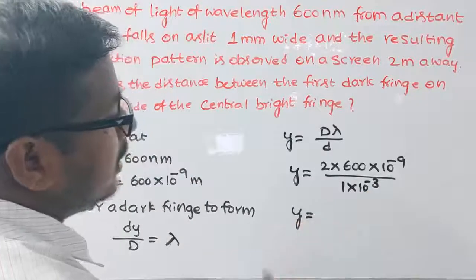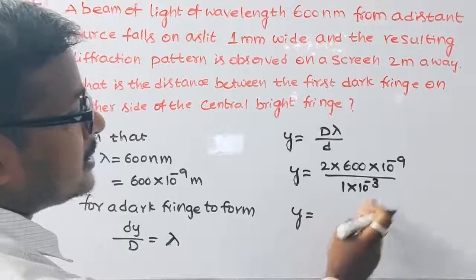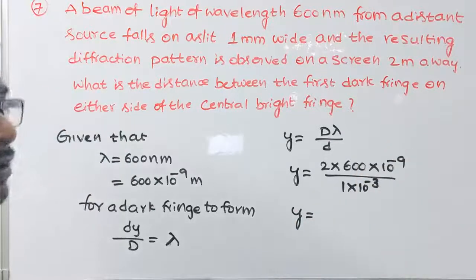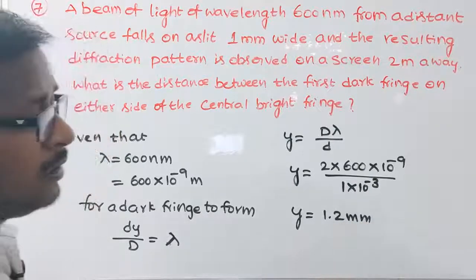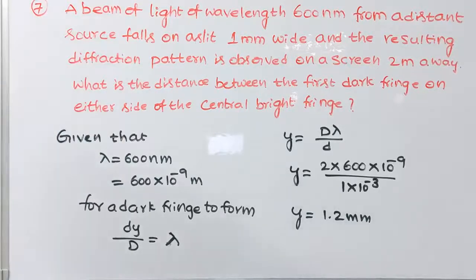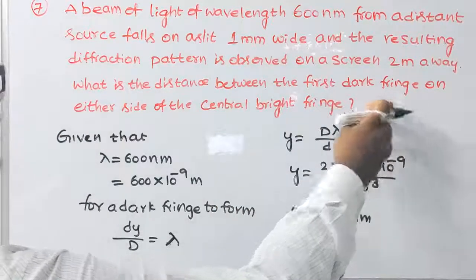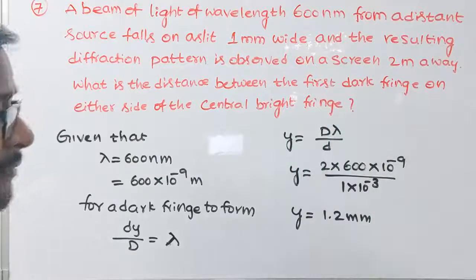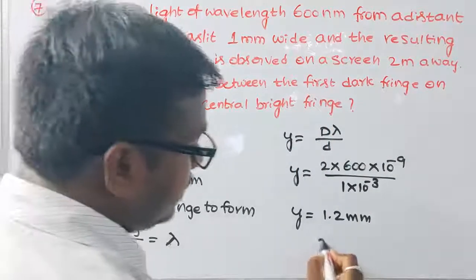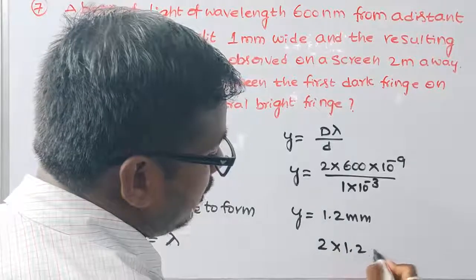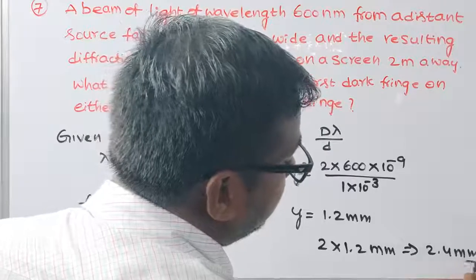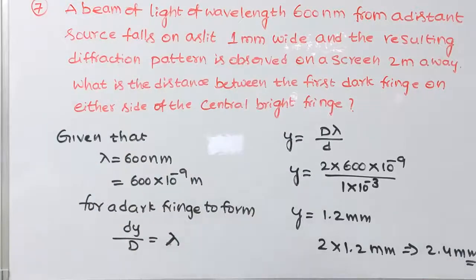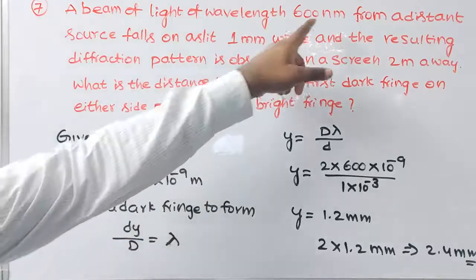Then y is equal to, okay, the 10 power minus 3 comes to the numerator as 10 power plus 3. That is 1.2 millimeter. The distance between the first dark fringes on either side of the central bright fringe, with the screen 2 meter away, is 2 into 1.2 millimeter, that is equal to 2.4 millimeter. This is the answer.